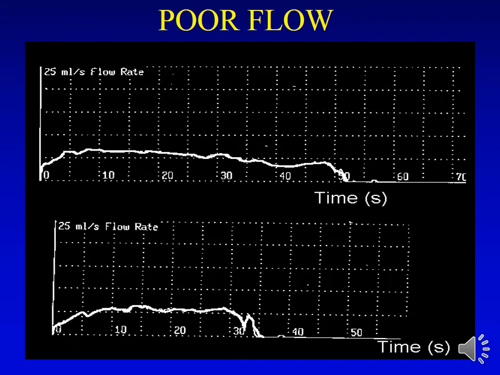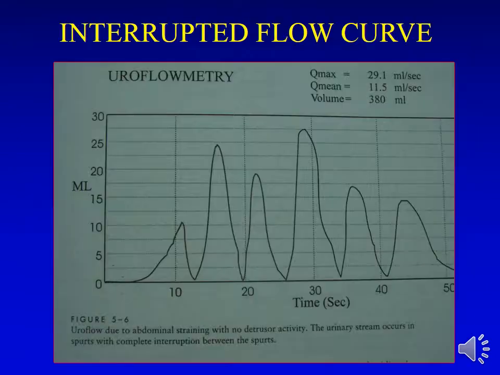Now this is an abnormal flow. It's a poor flow, which means it's plateauing. It doesn't go up. It plateaus and lengthens out for more than 20 to 30 seconds, and it can even come up to 50 seconds. So this is poor flow. When you see the uroflow, we can only say there is poor flow, but we cannot determine whether it's bladder outlet obstruction or a weak bladder. To know that, we need to do a pressure flow study.